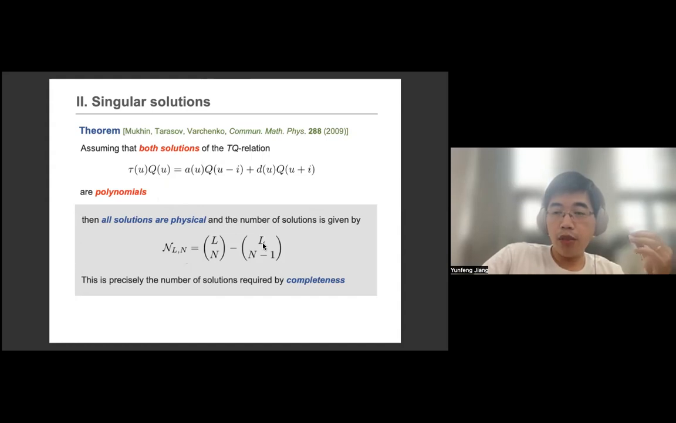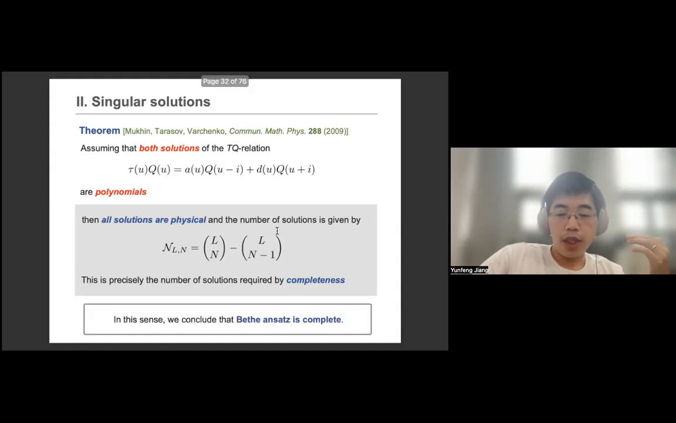So this number just counts the primary states, because XXX is SU(2) invariant, so you have descendant states of SU(2). This gives you the number of primary states. After taking into account all the descendant states, you get the correct number, the exact dimension of the Hilbert space.